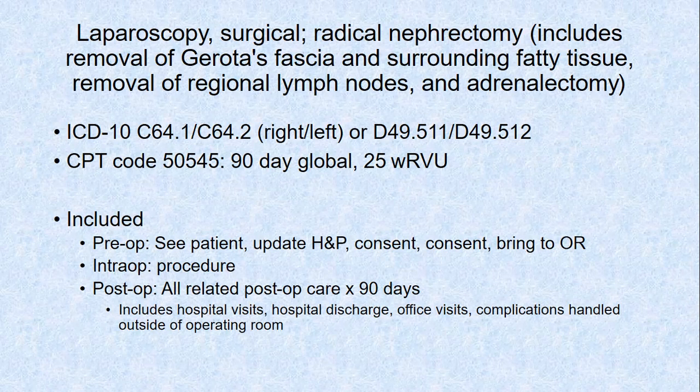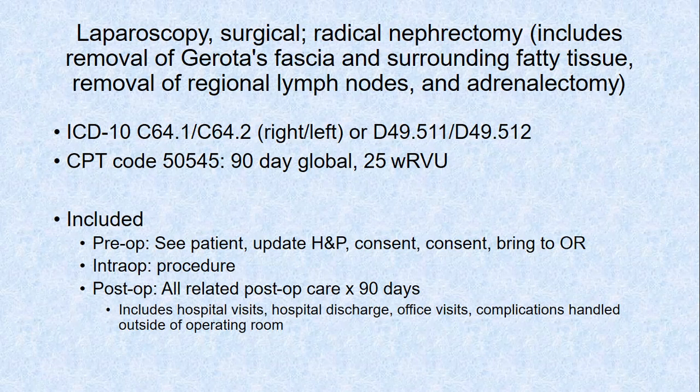So CPT code 50545, which is laparoscopic radical nephrectomy. If you actually read the description, it says laparoscopic radical nephrectomy, including removal of Gerota's fascia and surrounding tissue, removal of regional lymph nodes and adrenalectomy. Anything that's in the parentheses like that means if it's performed. It doesn't mean it needs to be performed to bill 50545, but if you happen to do a lymph node dissection and adrenalectomy, you wouldn't bill for those separately, even though those have separate codes, because they're bundled together.